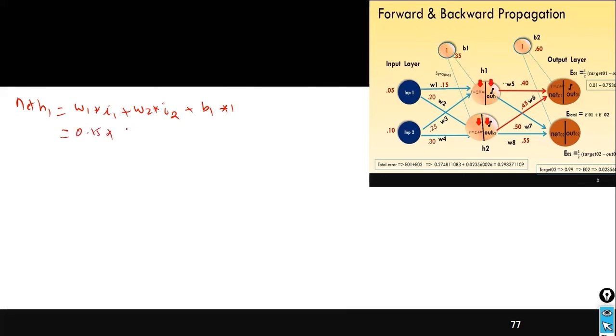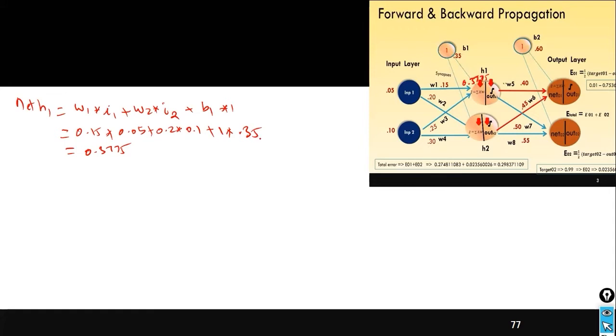into, here I say, 0.05 plus W2 is 0.2 into 0.1 plus B1, which is 1 into 0.35. Okay, and this one gives me 0.3775. I'm not going to write it for everything because this will get cluttered here.